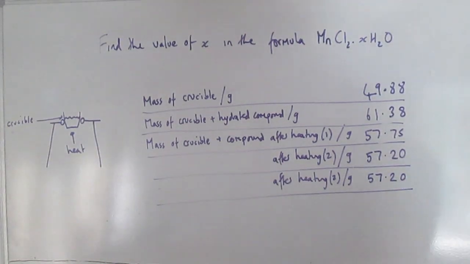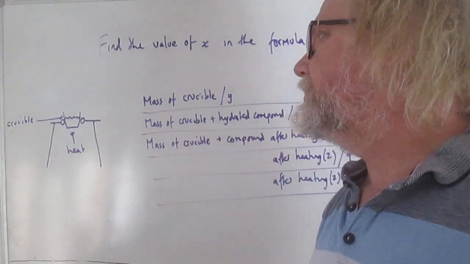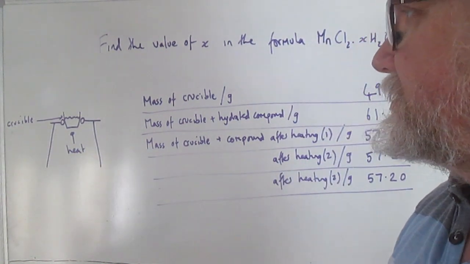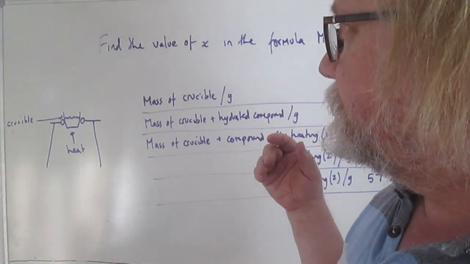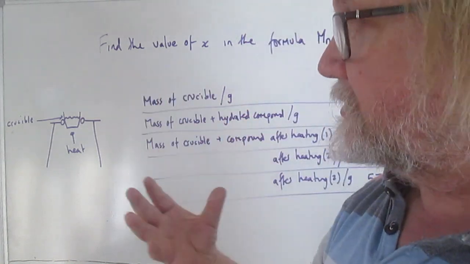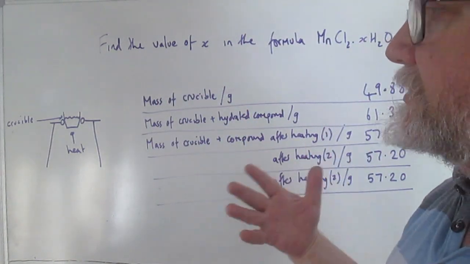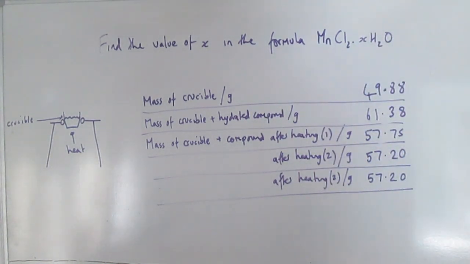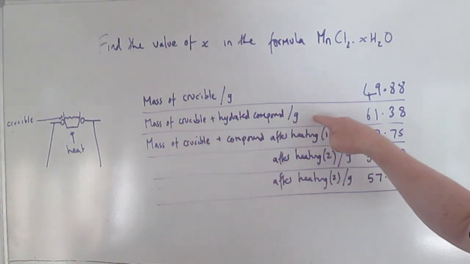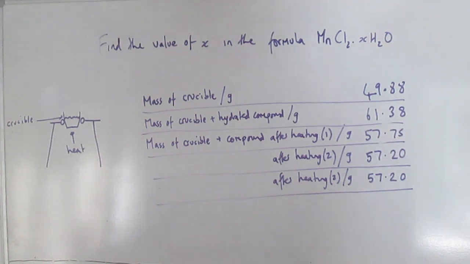Okay, so here's an example of the sort of thing you might get if they're actually giving you experimental data rather than just the numbers that come out of it. So this is the sort of experiment that you do, which you remember we did one of in class. So you take a porcelain pot called a crucible, and the first thing you do is you weigh the crucible when it's empty. So you've got the mass of the crucible here. And then you put some of your hydrated compound into it, and you weigh it again, so you get the mass of the crucible plus the hydrated compound, which will obviously be bigger.